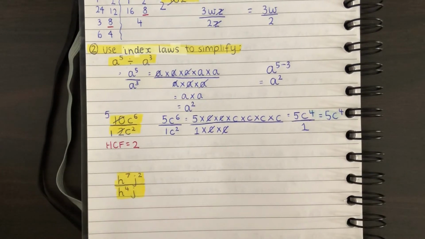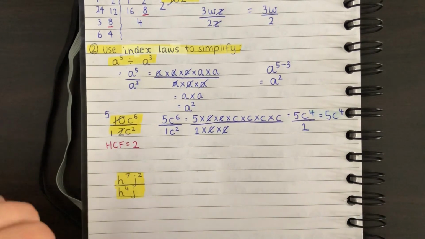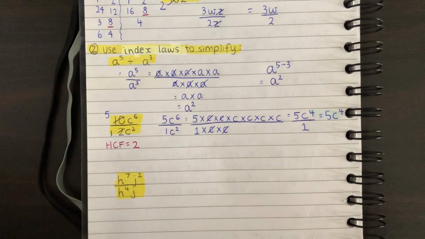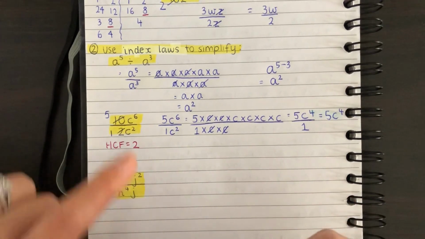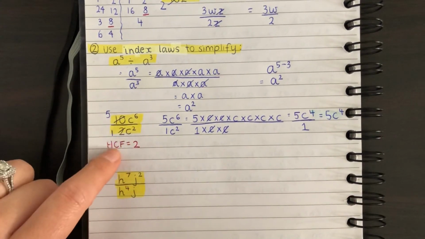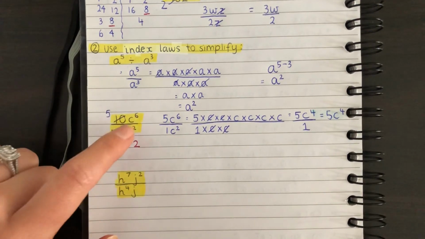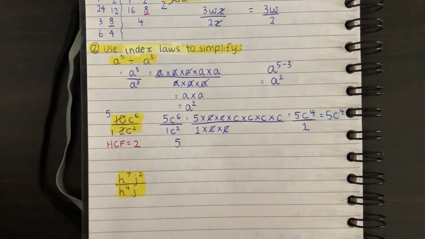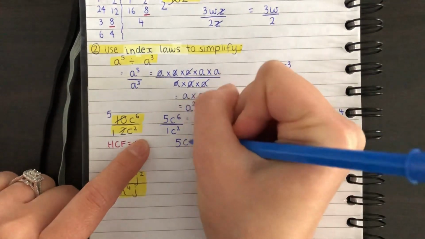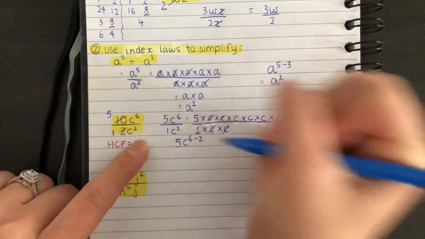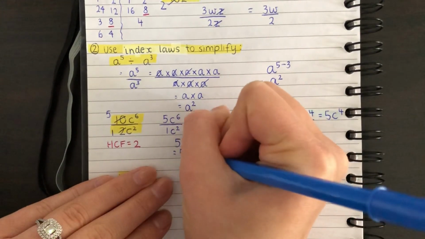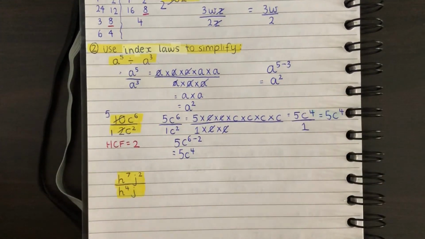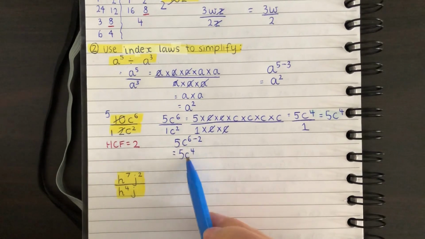C4. How could we have done that in probably less than half the amount of time it took to do that? Well, we've already done our HCF part. We know that it's 5 divided by 1. If we used our index laws, we could have gone 5, C, 6 minus 2, which equals that. Again, 2 steps, that's it.